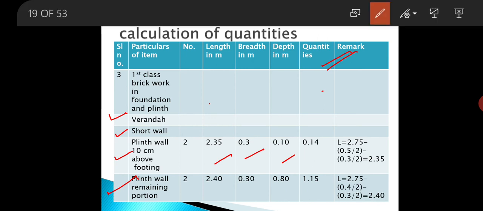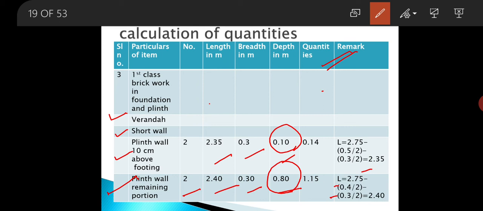For the plinth wall remaining portion, number is 2, short wall. So from the center line length of 2.75, we will subtract 0.4 by 2 and 0.3 by 2. So this will give you the length as 2.4, breadth as 0.3, depth as 0.8. Clear? Here we will take the 0.1 and here we will do the calculation of remaining portion, that is 0.8.